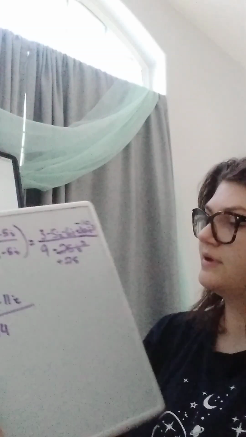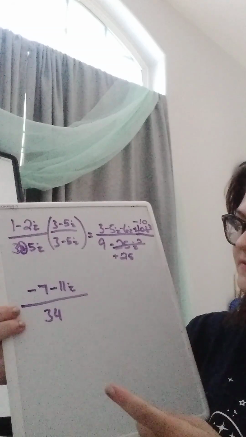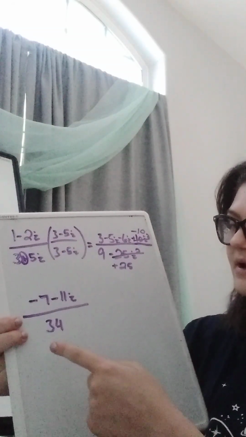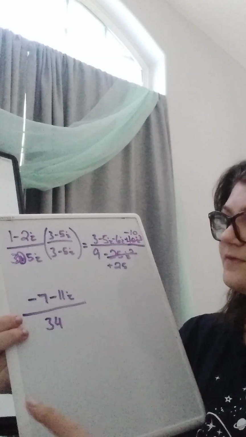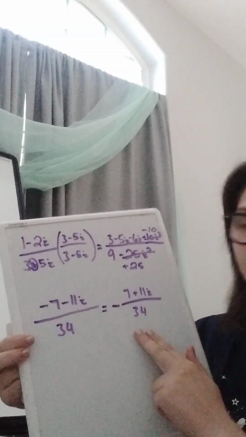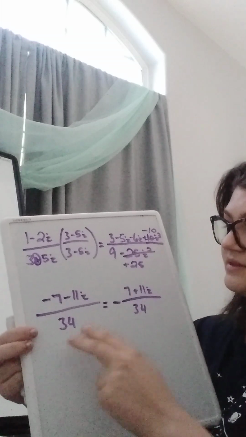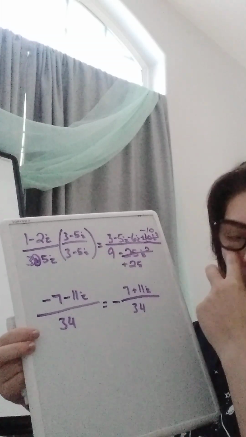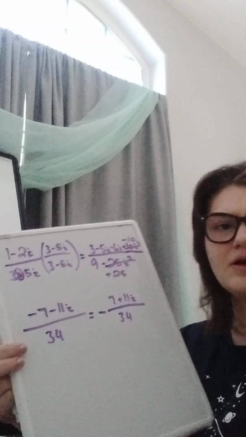So yeah, we have negative 7 minus 11i over 34. If you really wanted to, you can take out a negative term. So minus goes for the whole fraction, 7 plus 11i over 34. And there you go. These are both the same thing.